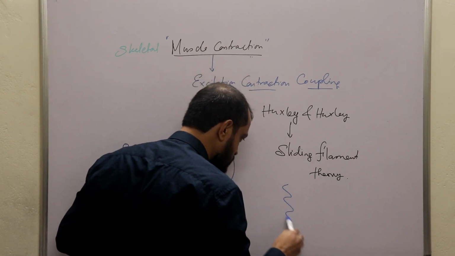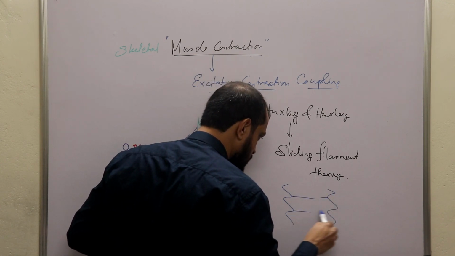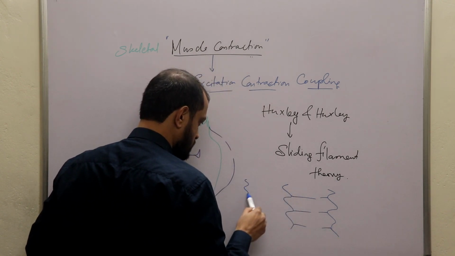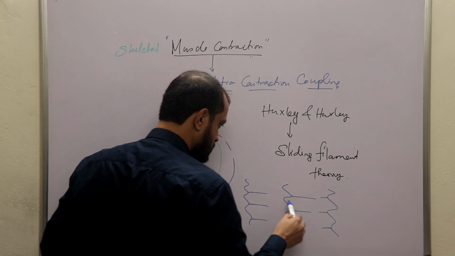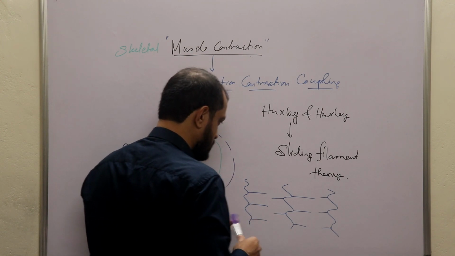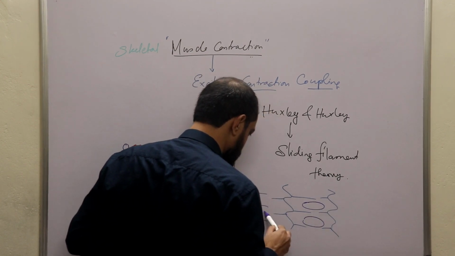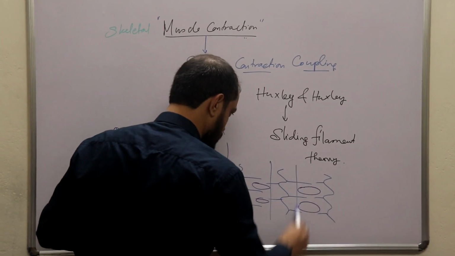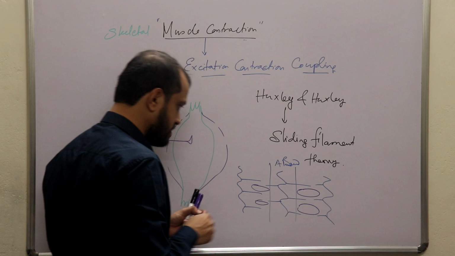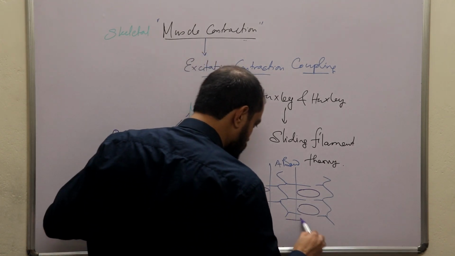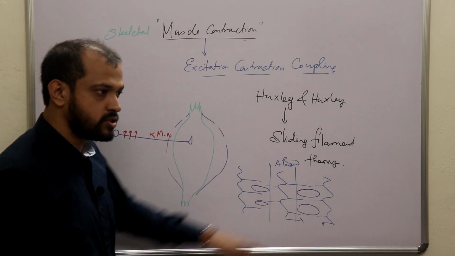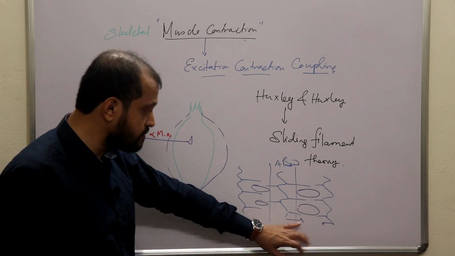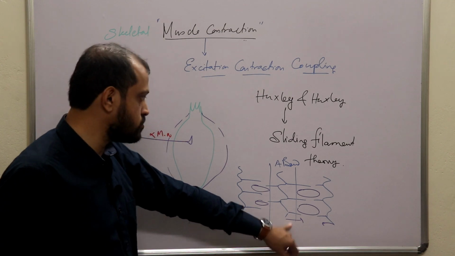what you will see is, suppose these are your Z lines, and this is your A band. Now listen, when these Z lines come closer to each other, then we call it shortening of sarcomeres. This shortening of sarcomere was seen under the microscope, and this mechanistic approach was named the sliding filament theory.